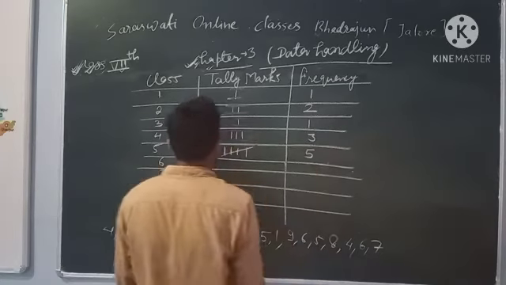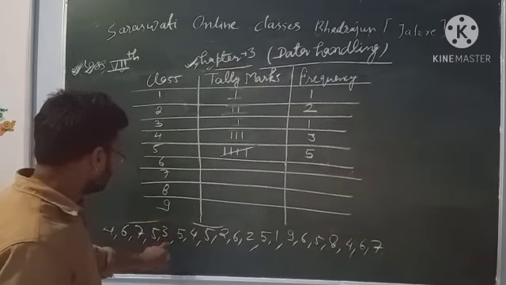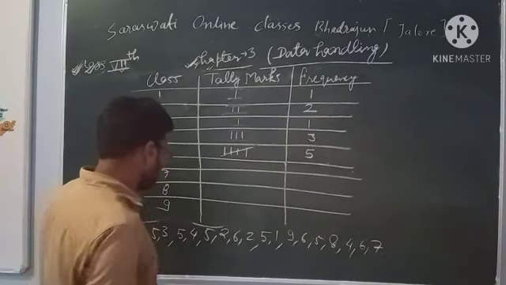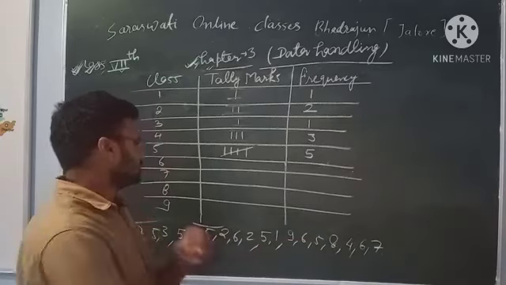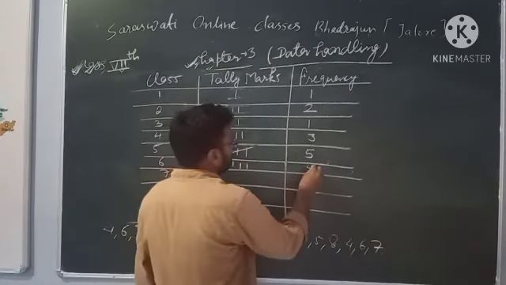And for 6, how many times is 6 coming? One is here, second one is here, 3 and 4 times. 6 is coming 4 times. The tally mark is this one, this is 4, and frequency is 4.